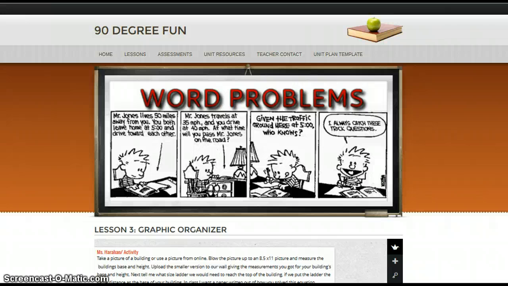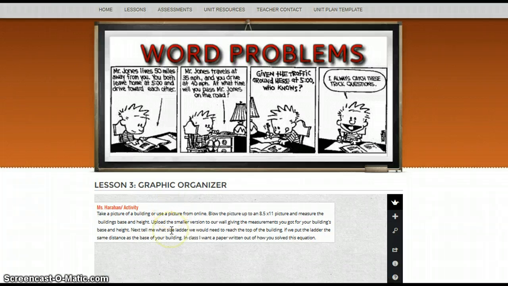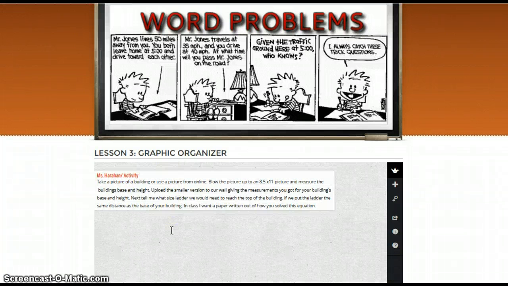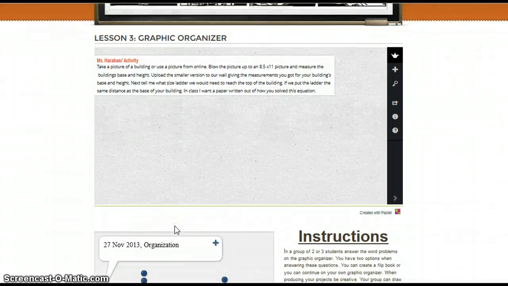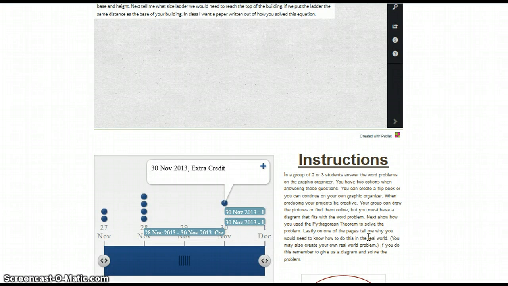I start with a cute cartoon to lighten spirits, and then I start with another picture board. On this picture board, the students will take a picture of a building and blow the picture up to an 8.5 by 11. They will then use a ruler and take the measurements of the base and the height, and then figure out what the hypotenuse would be. Below that, I have instructions for the students to create a graphic organizer.